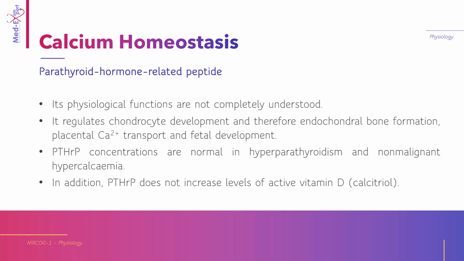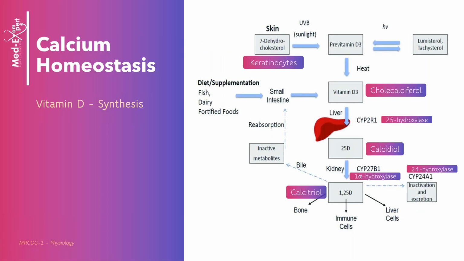Also, parathyroid hormone related peptide does not increase the levels of activin vitamin D or the calcitriol like the parathyroid hormone. So they are secreted from different origins, but they have nearly the same functions as each other. Regarding the calcium homeostasis, we also have vitamin D, which is very important in this process and helps in the absorption of the calcium from the intestine or the GIT.